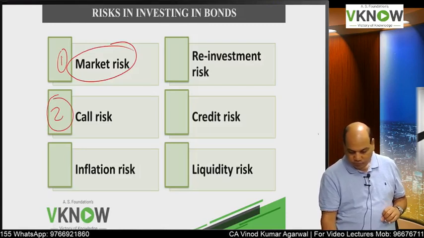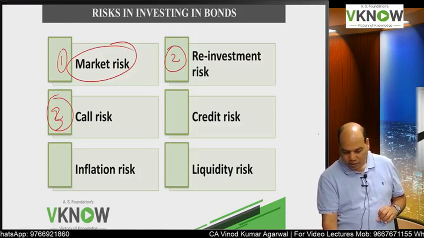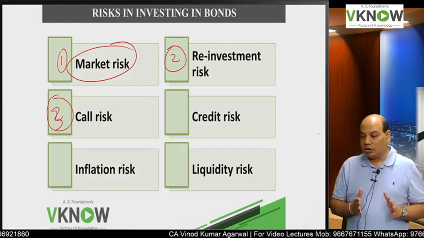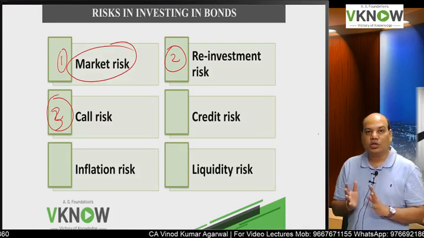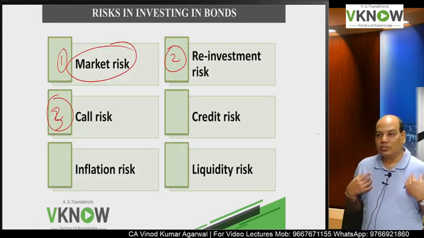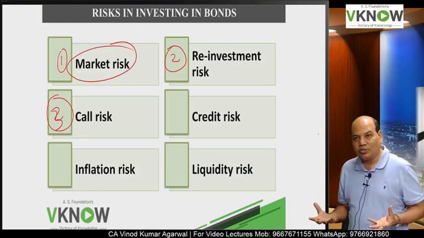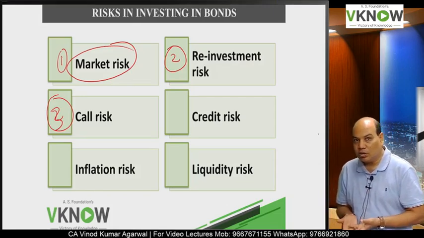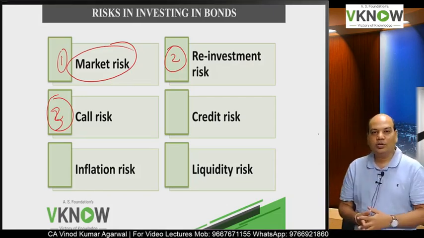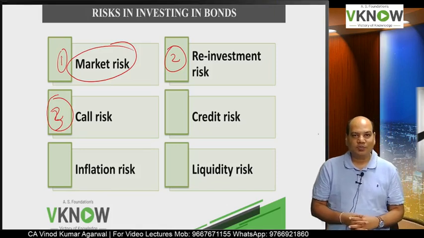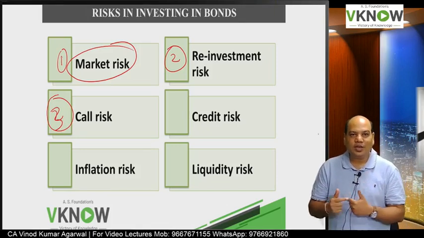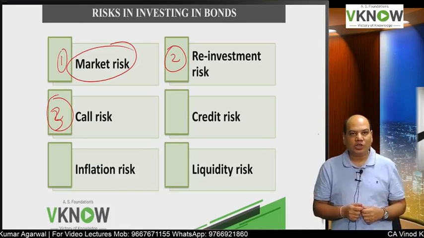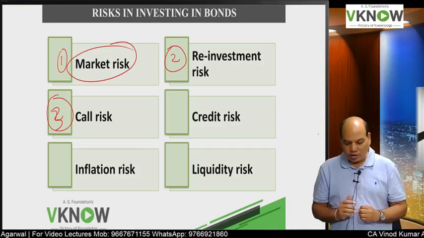The second risk is reinvestment risk. What is reinvestment risk? Suppose you invested in a bond. The day you invested, the interest rate was 14%. You are very happy that you are getting 14% on a bond. When they give you the coupon and you go to invest in the market now, the market rate has gone down to 9%. So you will not be able to reinvest the coupon at the same rate. You will not be able to reinvest the cash flow at the same rate. That is called reinvestment risk.